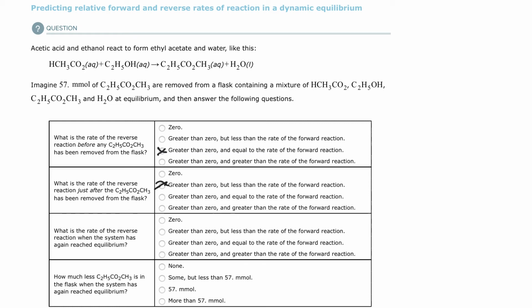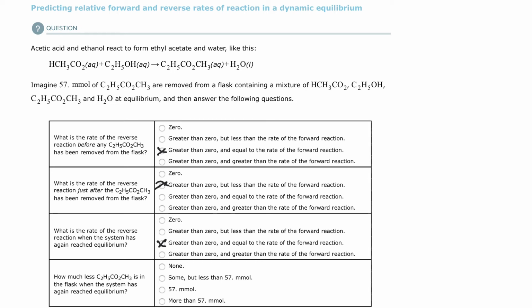Third question, what is the rate of the reverse reaction when the system has again reached equilibrium? Well, if it's reached equilibrium, equilibrium means the rates are the same. So it's going to be the same as before, greater than zero and equal to the rate of the forward reaction. Anytime it's at equilibrium, that's what that means.